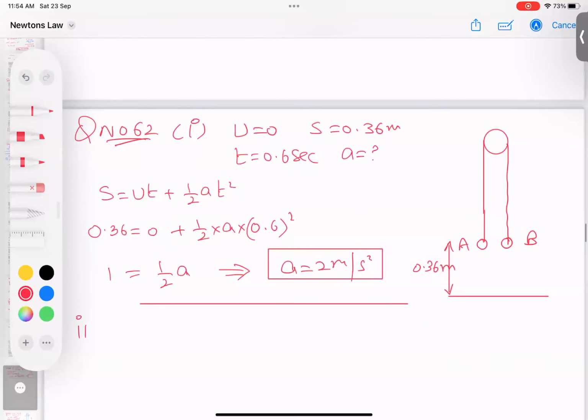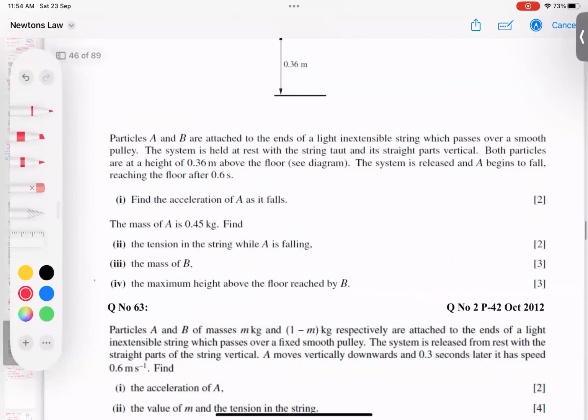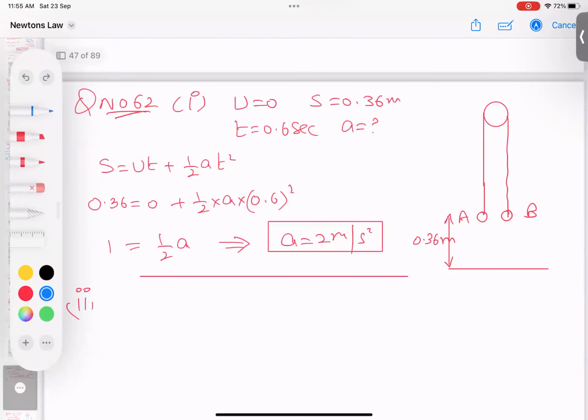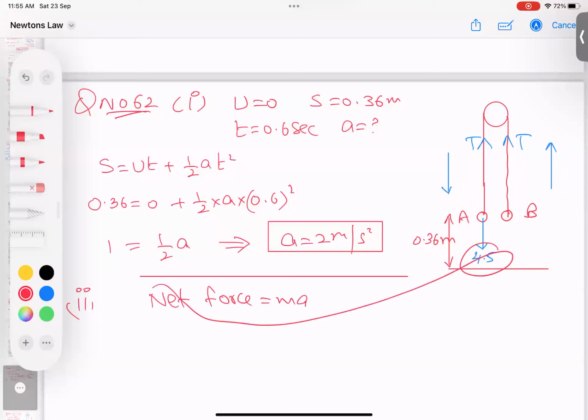So let's go for part number 2. Part number 2 is asking, let's say the mass of A is 0.45, find the tension. A is falling, so our attention is towards A only. 0.45 mass into 10 means 4.5 newtons. Tension towards the pulley is always equal on both sides. A is falling downwards and B is going upwards, so naturally this weight is bigger and tension is smaller. So net force is equal to ma, and the bigger force gives 4.5 minus tension equals ma.